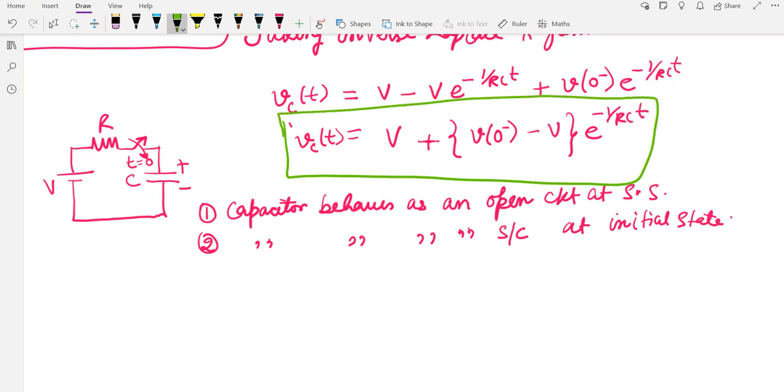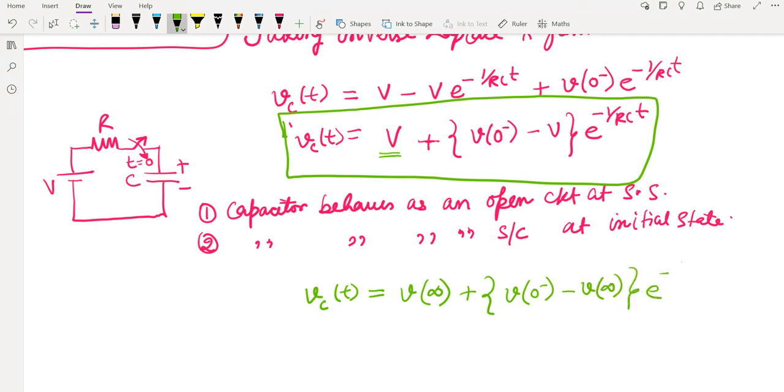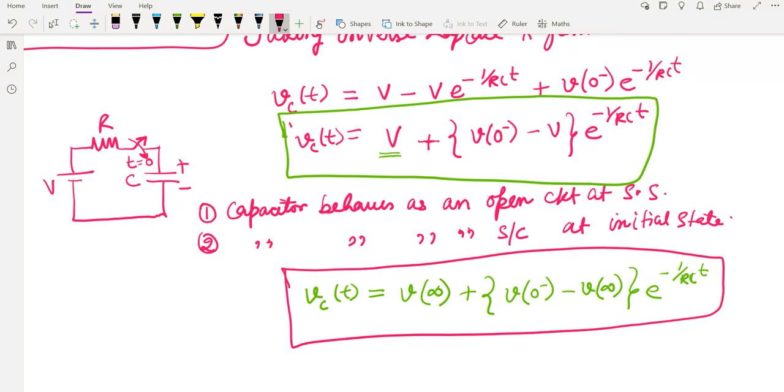So we can generalize it in this form. We can write it as Vc(t) is equal to, so this v is nothing but the final value attained. We can write it v at infinity plus v at 0 minus v of infinity, e to the power of minus 1 by RC into t. Fine. So this is the final form that we get.